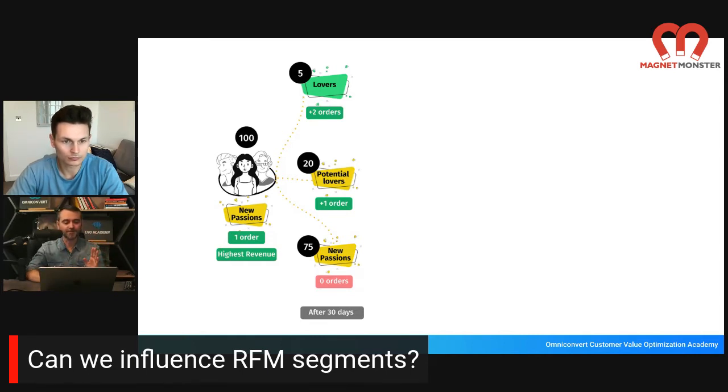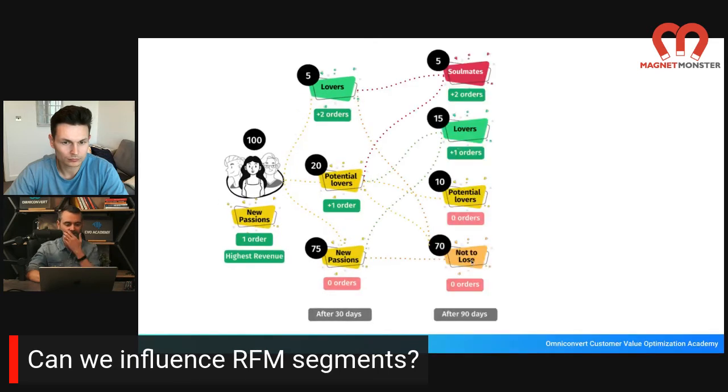So 20% of them will be potential lovers, 5% of them will be lovers, and 75% of them will be new passions. With the right flow on the 31st day, with the right remarketing ads and the right email flows triggered for the new passions in their 30th day, you can run a campaign to change this reality that 70 out of 75 will not do anything. It's called the window of opportunity.